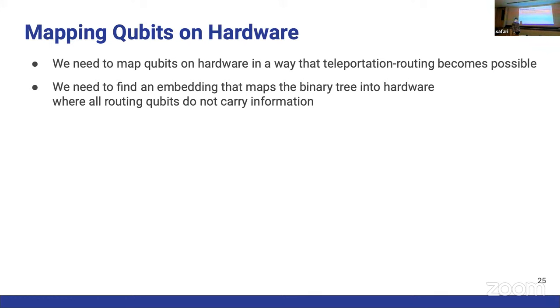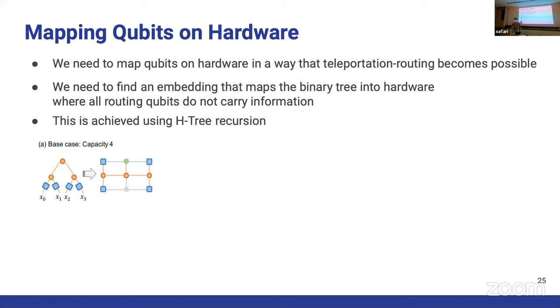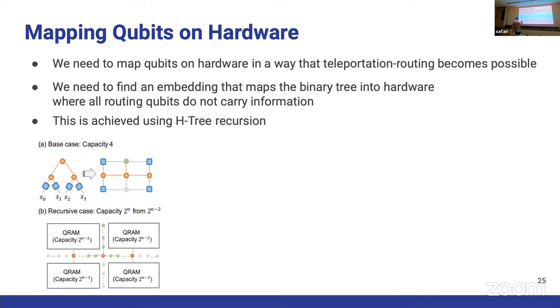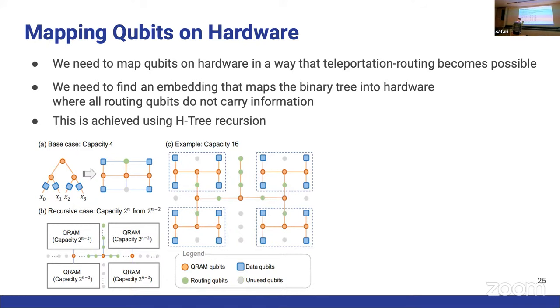It means we need to find an embedding that maps the binary tree into hardware where all routing qubits do not carry any information. The paper proposes a method to do that, and it's called the H-tree recursion. Here is a simple example of the H-tree recursion. We can see we have the binary tree, which is the architecture of the QRAM, and we map this binary tree onto a two-dimensional space. This also scales well for larger binary trees. We can see that this process is recursive in image B. And here is also an example with a larger binary tree, which has capacity 16.